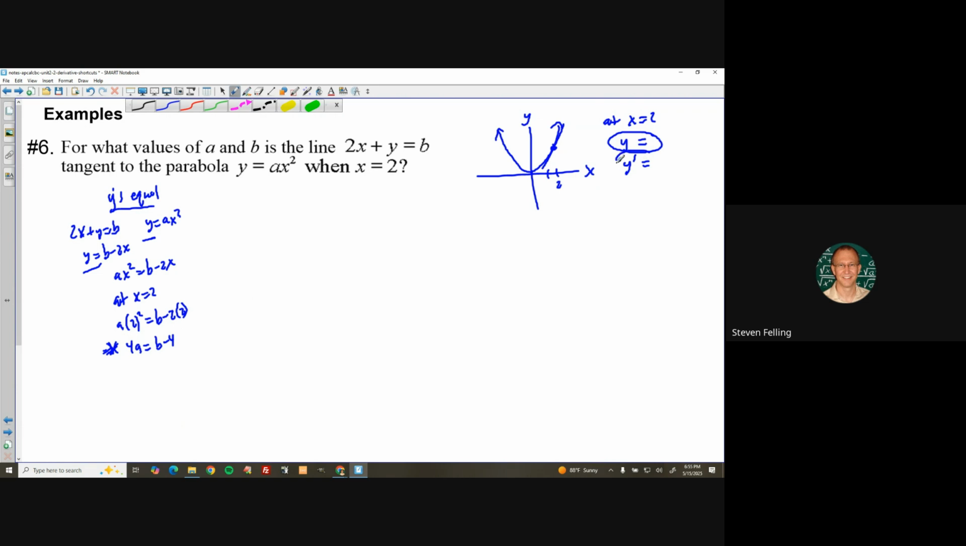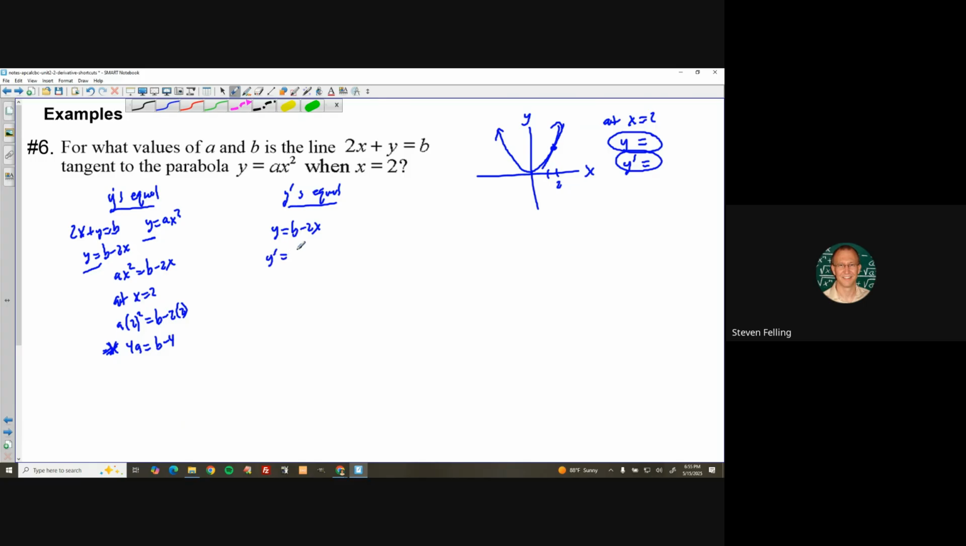Let's now look at the other thing, the derivatives. They have to be equal as well. So to make the y primes, the derivatives, equal, we can take this equation of the line, which we solved already to get y is b minus 2x. And let's take the derivative. And I'm going to write that derivative as y prime.